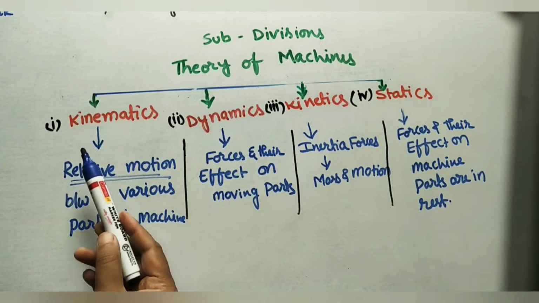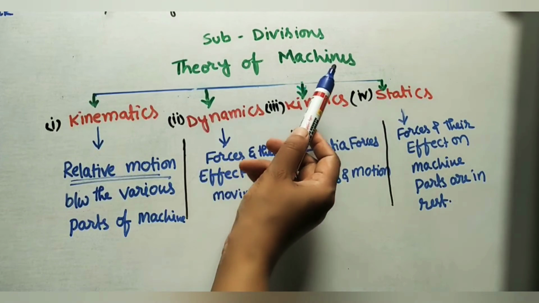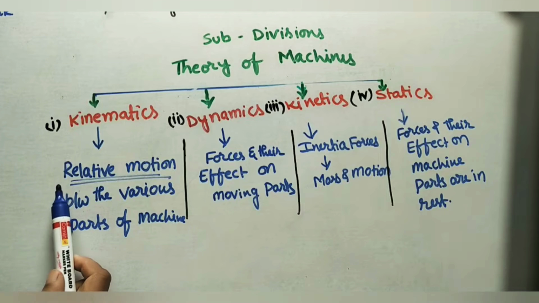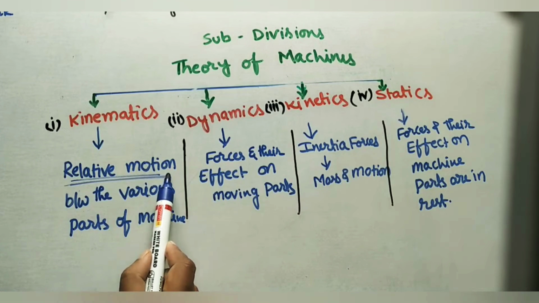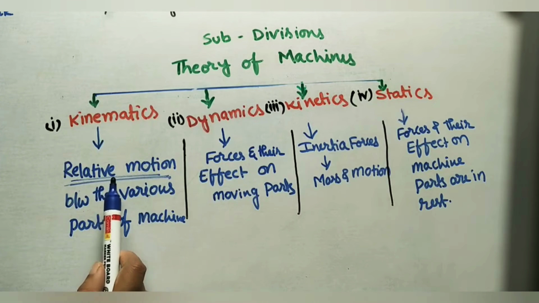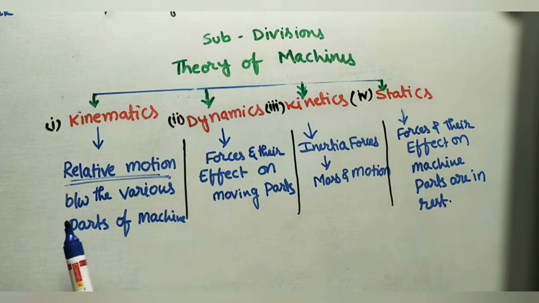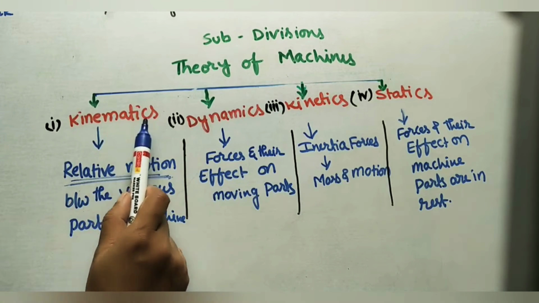What is kinematics, the first one? It is a branch of theory of machines which studies the relative motion between the various parts of a machine. Here it studies only the relative motion, not the forces acting on the body. In relative motion we see in which direction a link is moving and what the velocities of those links are. Those values we can find in kinematics.